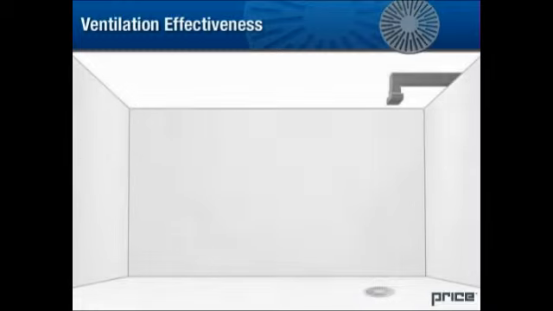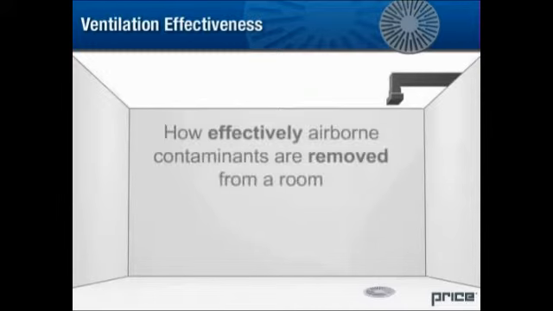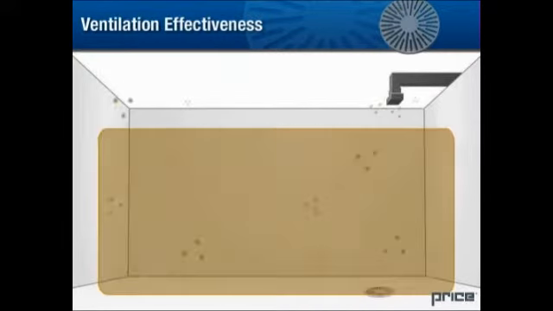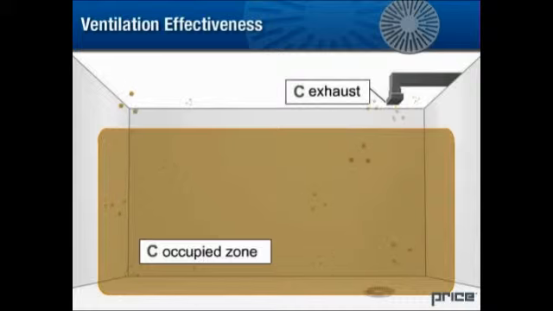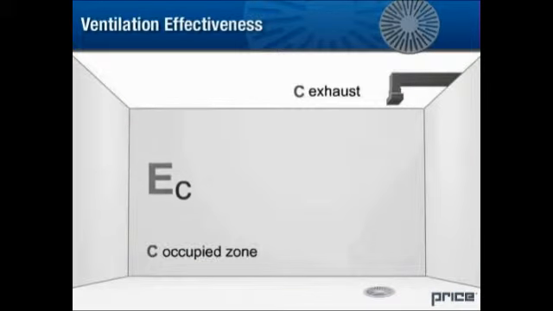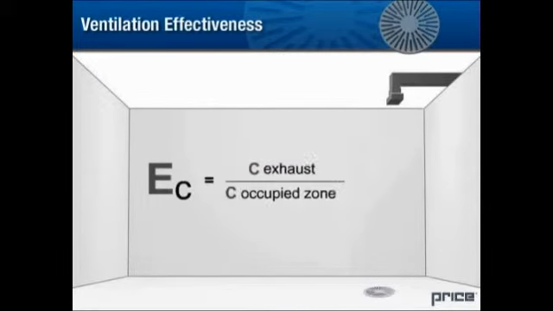Ventilation effectiveness is another area where underfloor air distribution excels. Ventilation effectiveness can be defined as how effectively airborne contaminants are removed from a room. It can be determined by comparing the level of contaminants in the occupied zone to the contaminants in the exhaust leaving the room. Basically, if there are more contaminants in the return and less in the room, you have a high level of ventilation effectiveness.